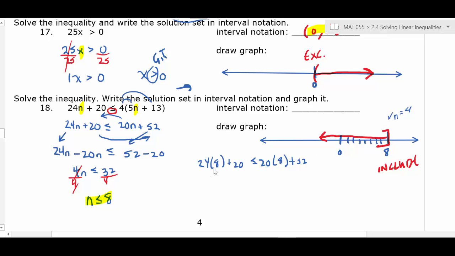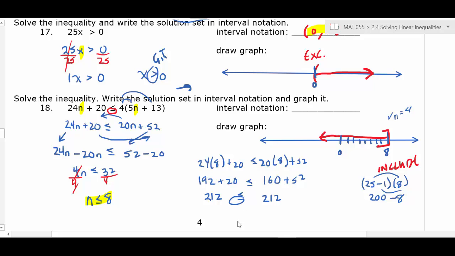So if I do 24 times 8, let me challenge myself. Let me show you how I would do this in my head. I can think of this as 25 minus 1 times 8. 25 times 8 is 200. 8 quarters is 200. And then minus 1 times 8 is 8, so that's 192. Pretty cool. Impressed? Okay, 20 times 8 is 160 plus 52. 192 plus 20 would be, what, 212. And this would also be 212. So see, they're equal to each other. So that means that is correct.